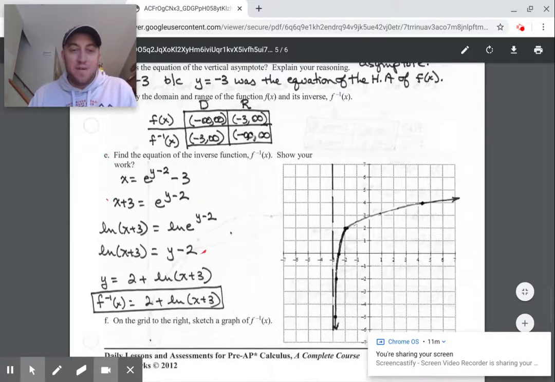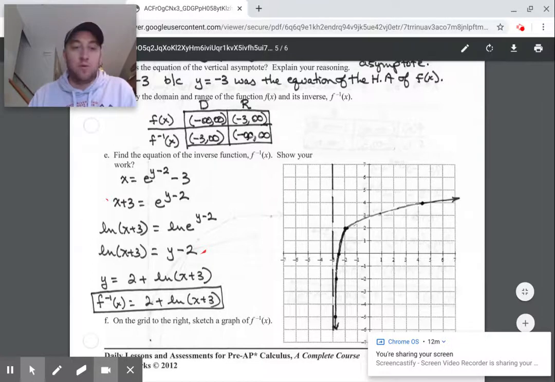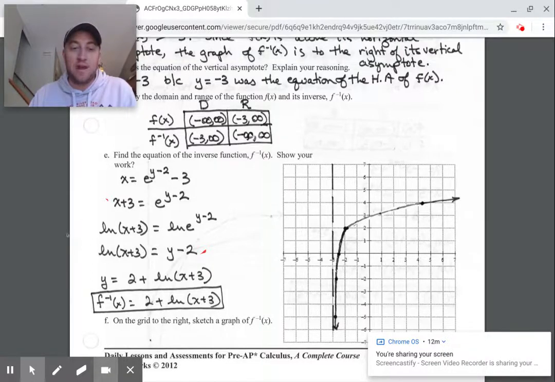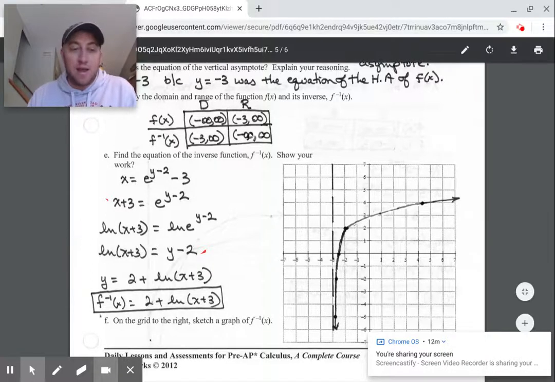E, find the equation of the inverse function. So this is basically what we just did on the last page. I need to isolate. First thing, switch x and y. Then I need to isolate our exponential equation so I can logarithmic both sides. And I end up with my inverse function is 2 plus the natural log of x plus 3.